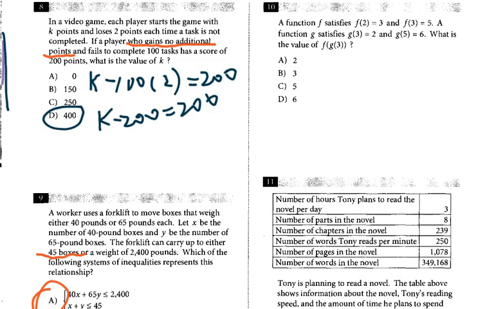And number 10 is a composite function. So for f of g of 3, we work on g of 3 first. g of 3 is 2, so f of 2. f of 2 equals 3. That's why that's the answer.